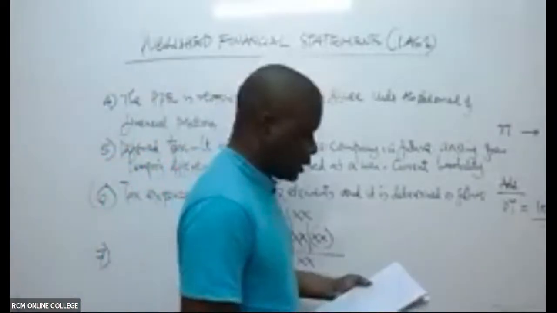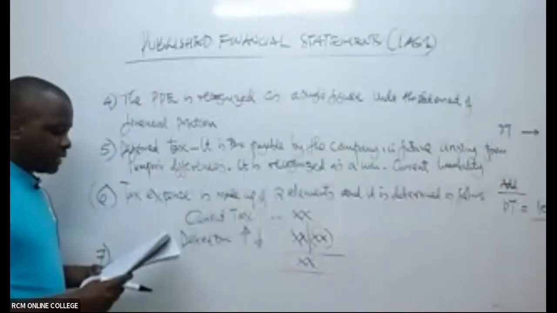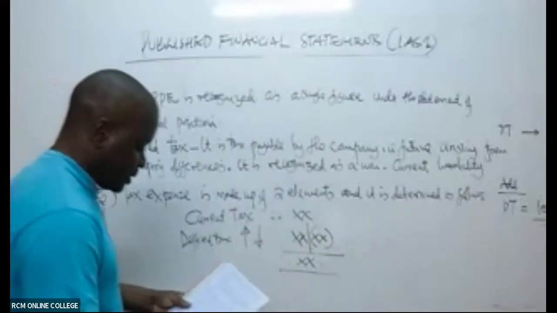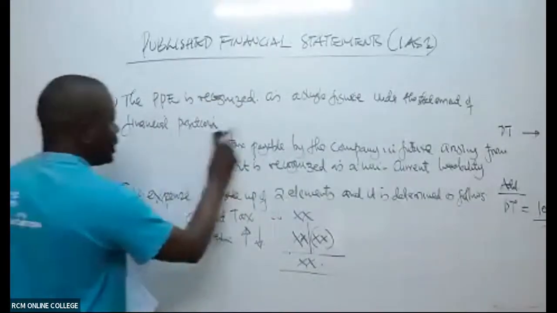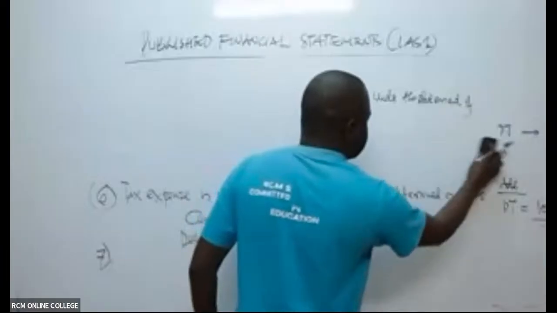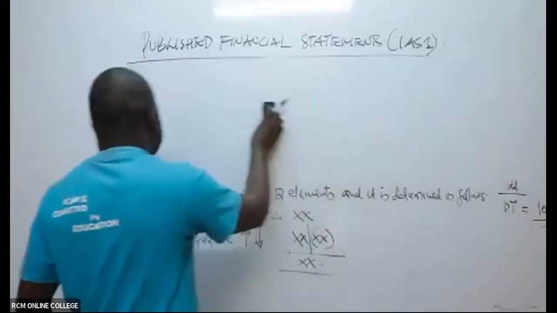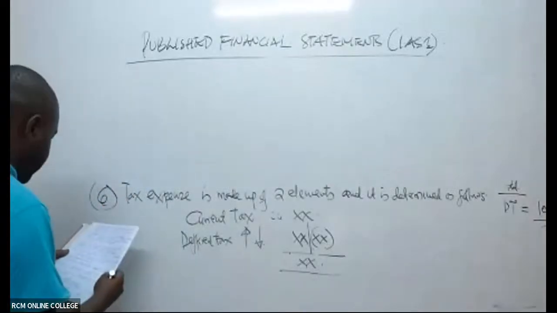Then another item that is of so much importance is the components of the comprehensive income. There'll be other comprehensive income. So other incomes apart from revenue will be recognized as other comprehensive incomes.